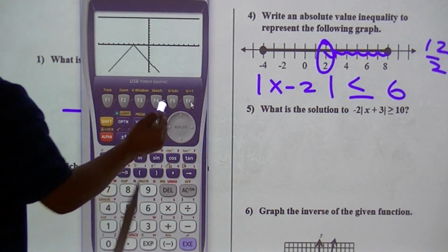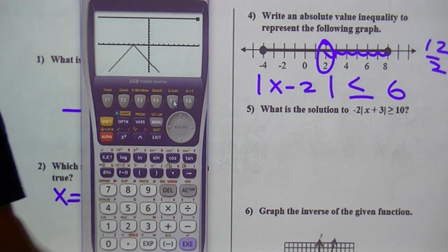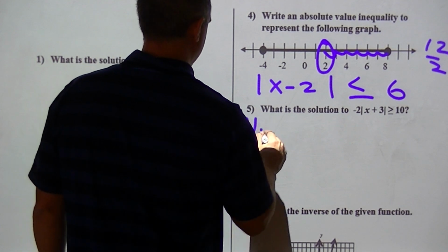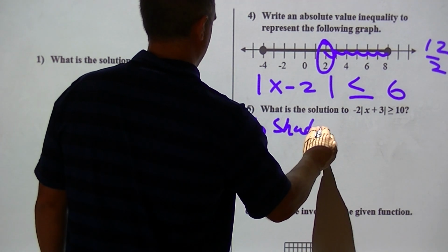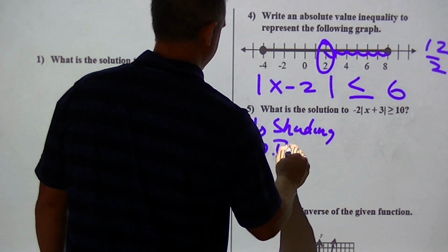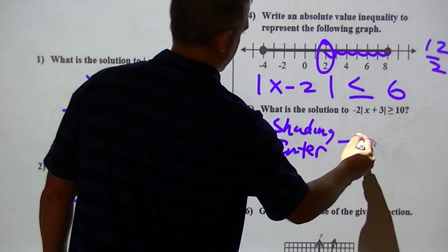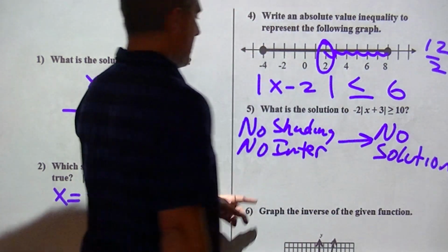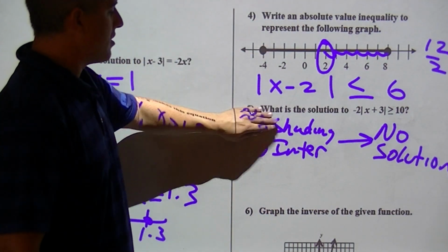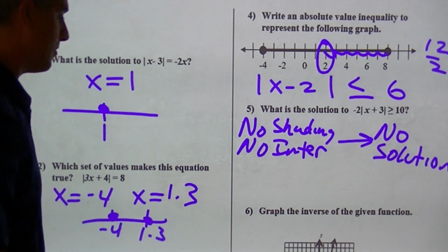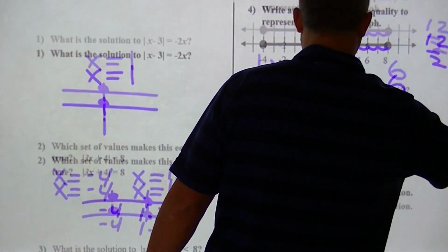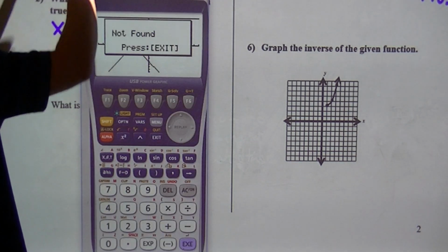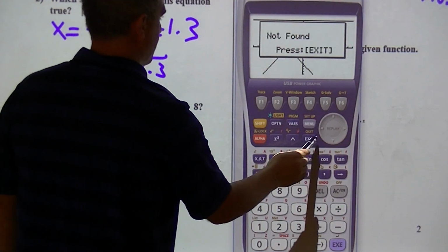I draw it. G solve intersect. I see no shading. Okay, so I got no shading. I have no intersection. So that leads to no solution. If you had shading, like let's say you had shading and no intersection, that would be all real numbers. Let's go down to these two, 5 and 6. Another inequality question.